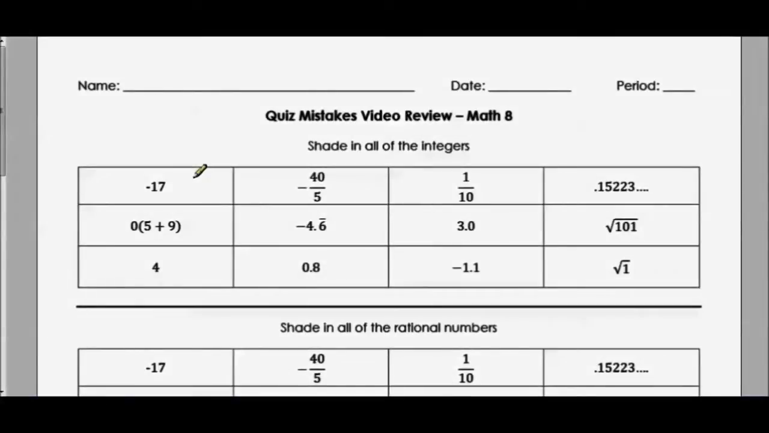All right, here we're trying to shade all of the integers. Remember, that's going to include anything in a smaller category, so the whole numbers and the natural numbers are also included in integers. So we're going to pick out anything that can be considered an integer. I'm going to start with actually those whole and natural numbers. So I see a 3.0, that's really just 3, and 4. Those are the easiest to pick out.